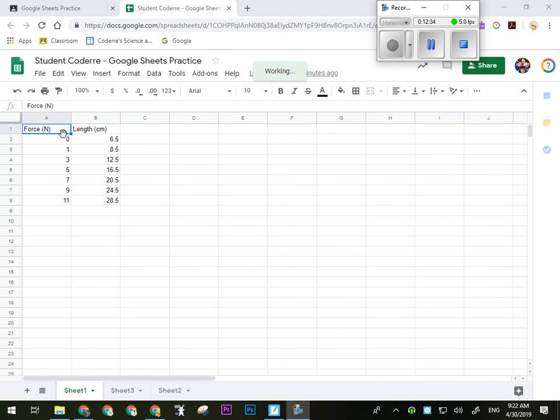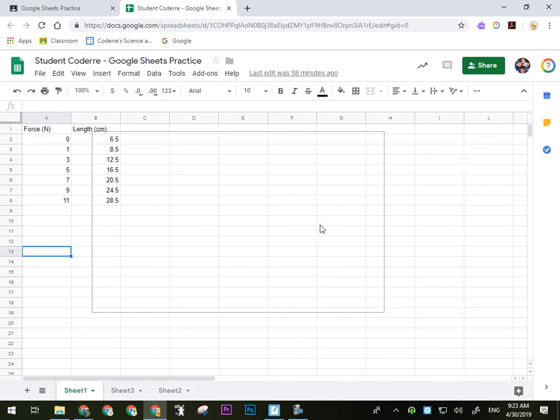So I've got my force and length here. What this experiment was doing essentially was it had a rubber band, and what they were doing was they were stretching it with various amounts of force and then measuring its length. So in that experiment, force was the manipulated variable, right? Because they used 1 Newton of force, 3 Newtons of force, 5 Newtons of force, et cetera.